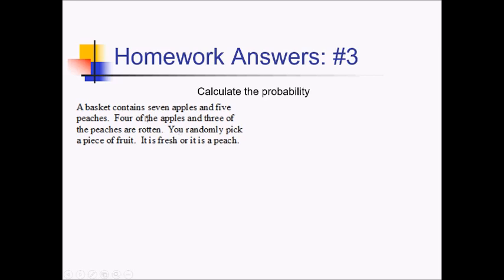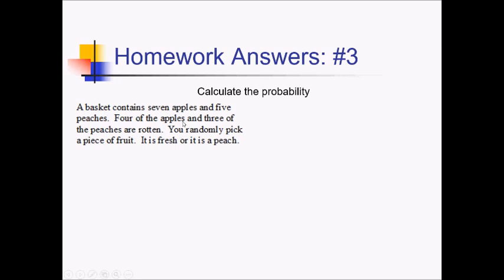For this problem, we have a basket with 7 apples and 5 peaches. We're told 4 of the apples and 3 peaches are rotten. Ew. We randomly pick one, and we want the probability that it's fresh or it's a peach. So we need to take the probability of fresh and the probability of being a peach and add those together. But we also have to think about, is there any overlap between these groups? Are there any fresh fruits that are also peaches?